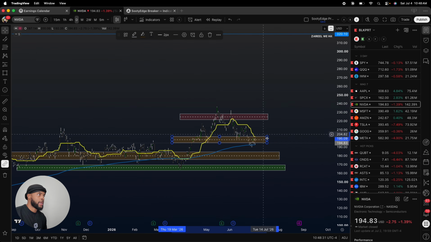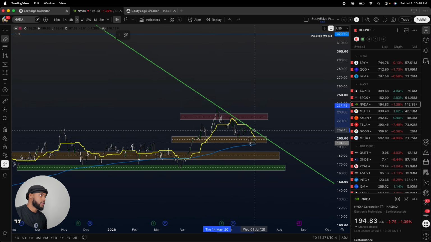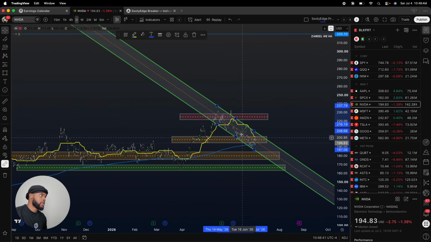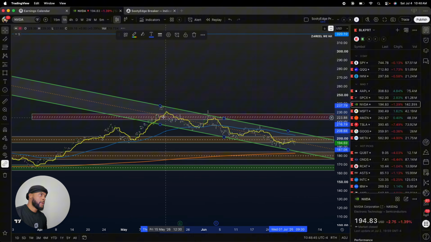This is just a pullback, right? This is a pullback. So if I do what I did on my other one and show you how to draw that channel there, and I draw that channel from here to here, this is the channel technically, right? So if I drop down to the lower time frame, you can see we bottom, top, top, bottom, top, bottom.